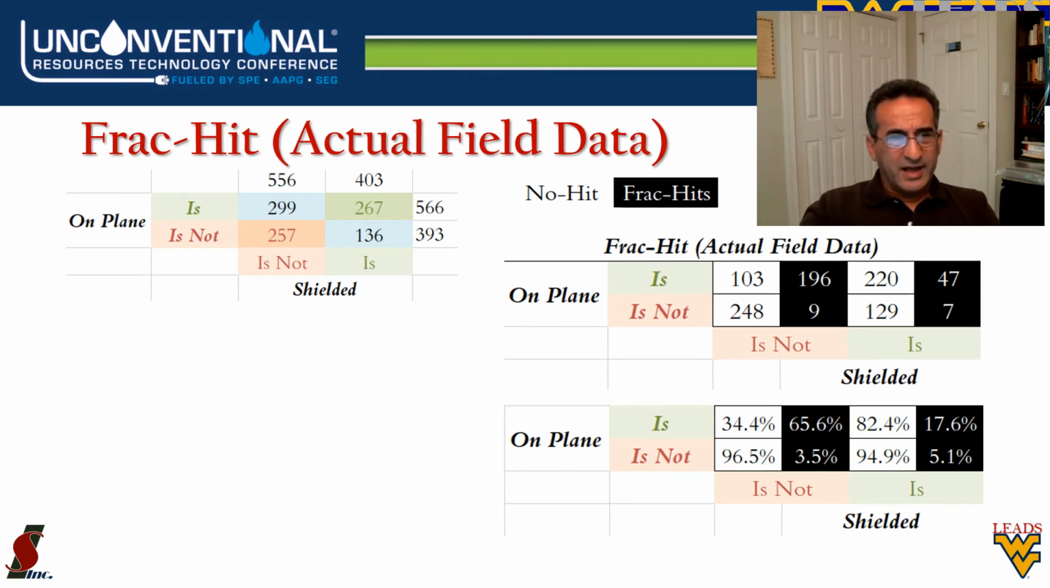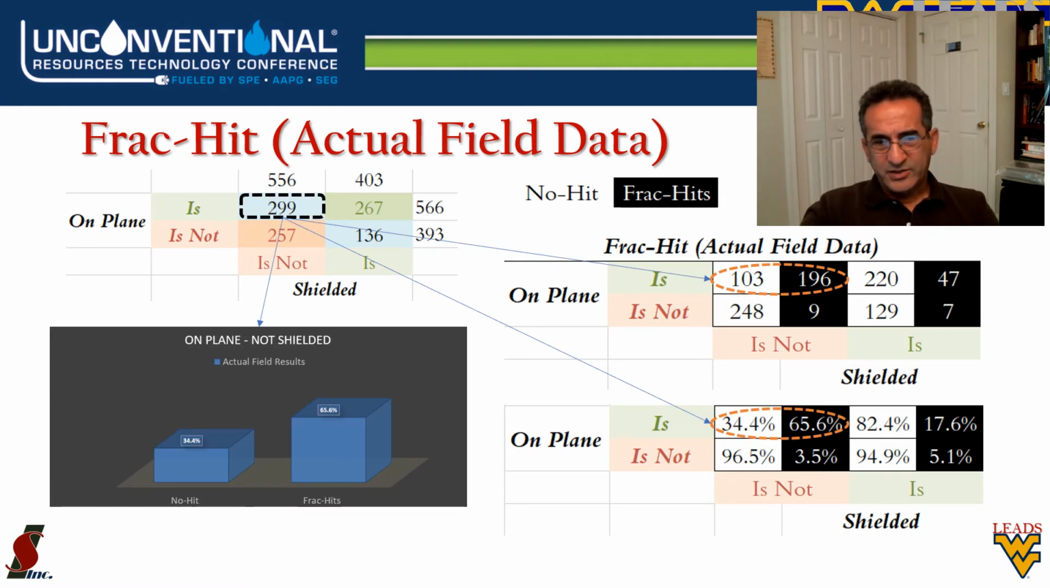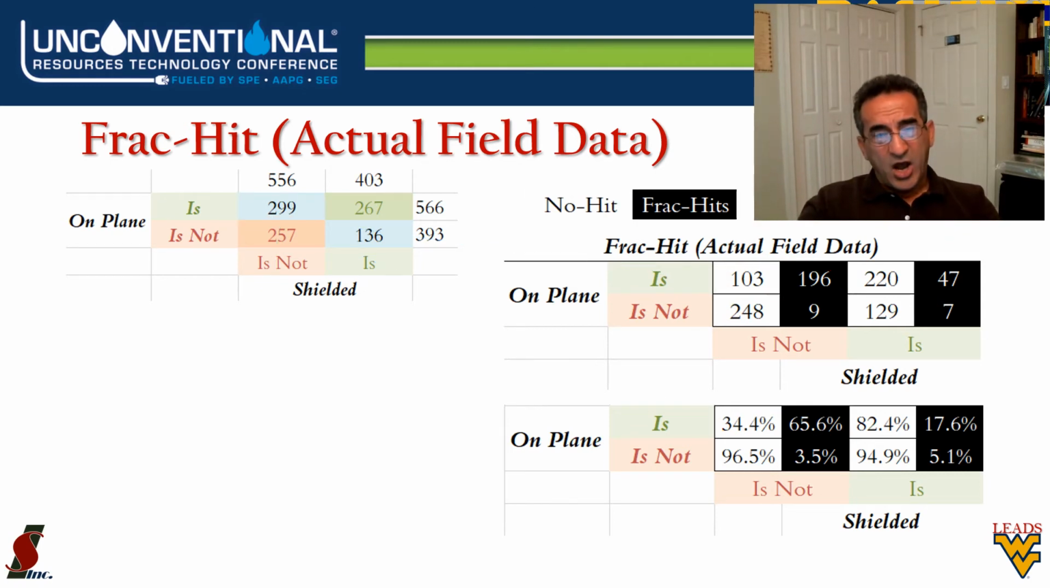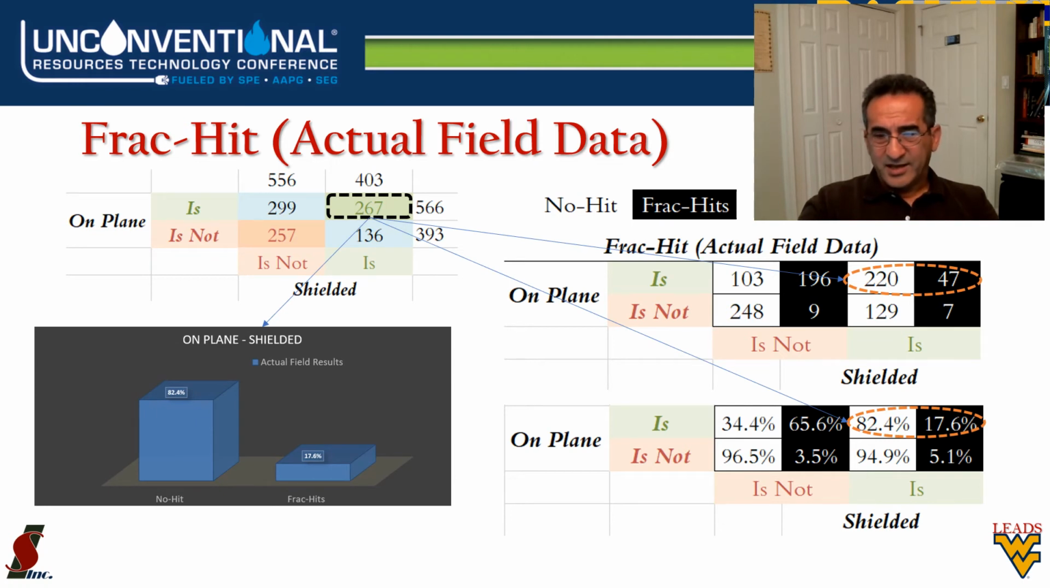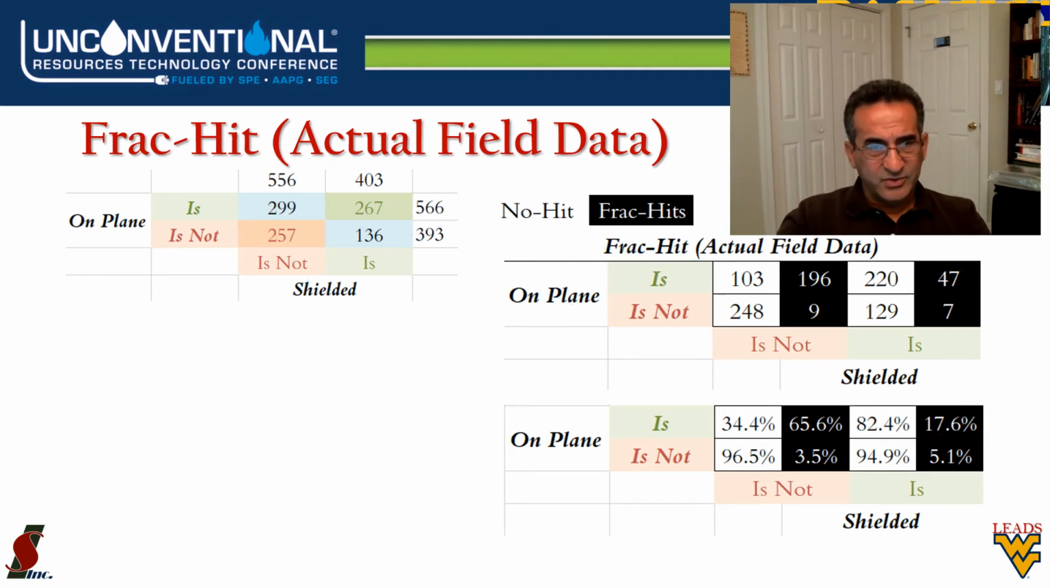So the FracHit for the actual field data that we are dealing with, as you can see, this is where it happens most. 103 of them are no hit and 196 of them are FracHit, or 34% no hit, and about 66% of them do have FracHit happen. This is where, as I said, it happens mostly, it is the highest possibility, and we deal with it more than any other. The other one that you can see is 82% not getting FracHit and 17.6% getting FracHit.